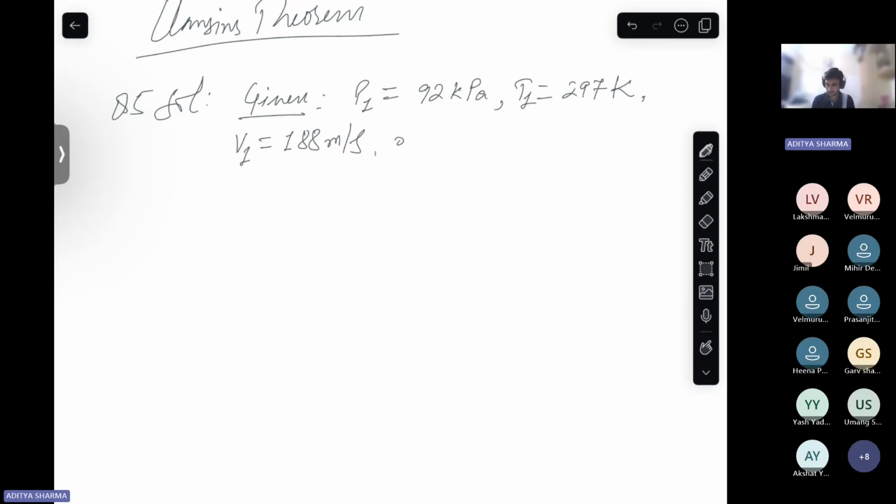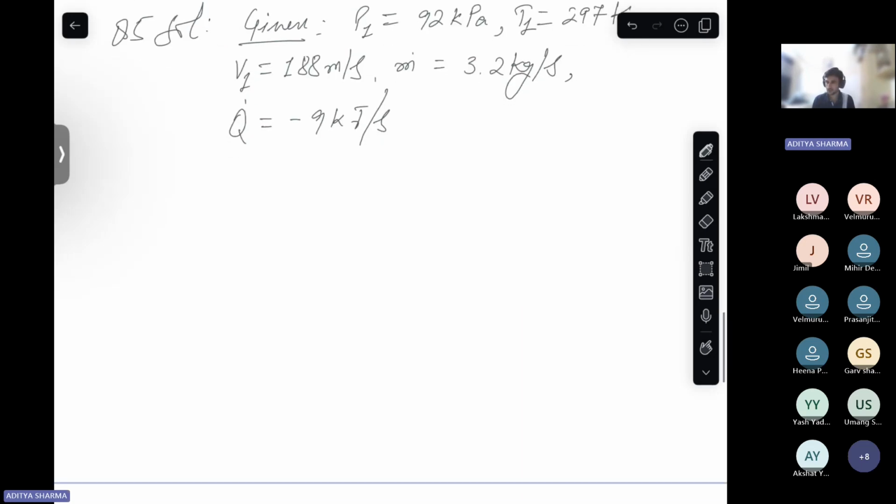Then mass flow rate is given as 3.2 kg per second. Then heat loss is given as -9 kilojoules per second. And what else have we been given? So for your exit, you have temperature given at 310 Kelvin, and then area also has been given as 0.035 meter square.